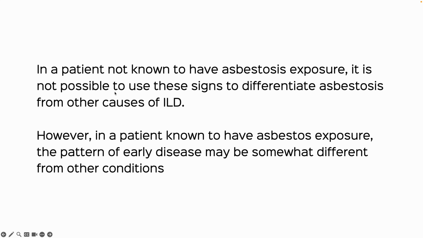Now, in a patient not known to have asbestos exposure, it's not possible to use these signs and say, oh, you know what, this patient may have asbestosis. That doesn't really work, because NSIP patterns in connective tissue disease, etc., can all pretty much look the same. But in a patient known to have asbestos exposure, especially when we're looking at early disease like this, it would be interesting to see this kind of pattern.